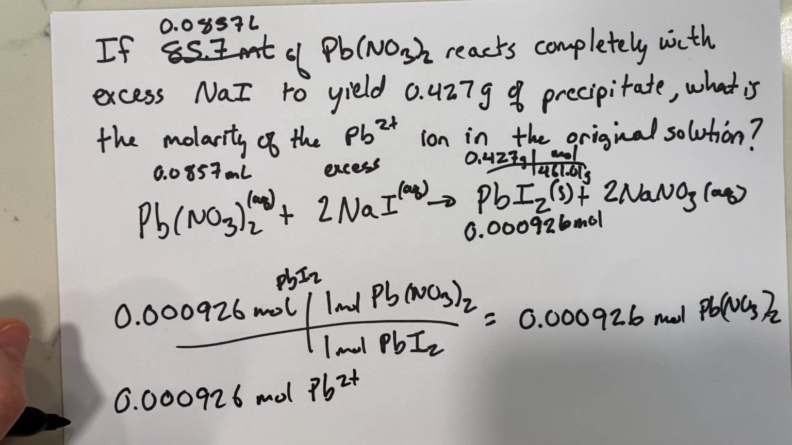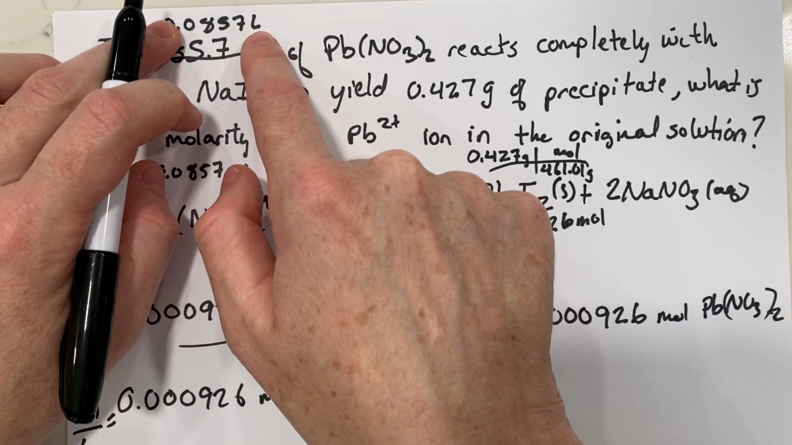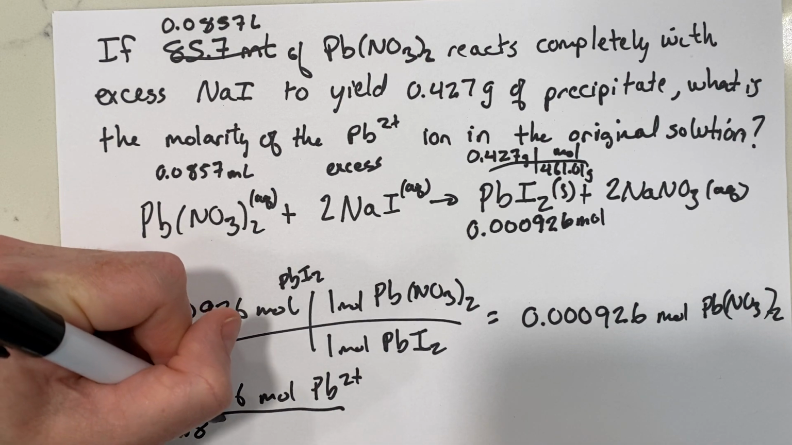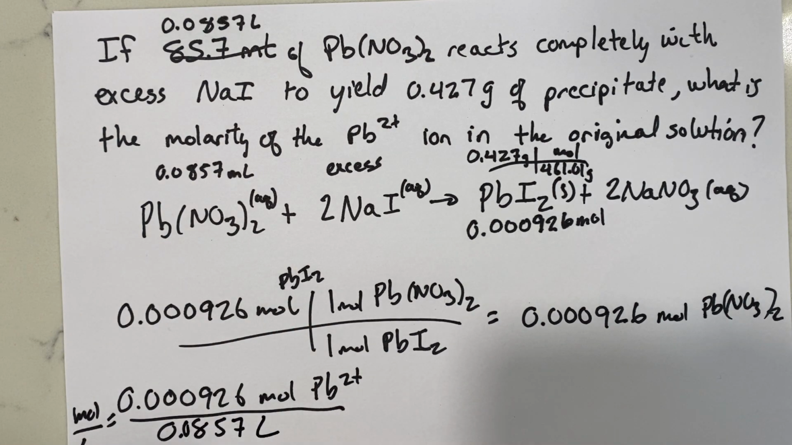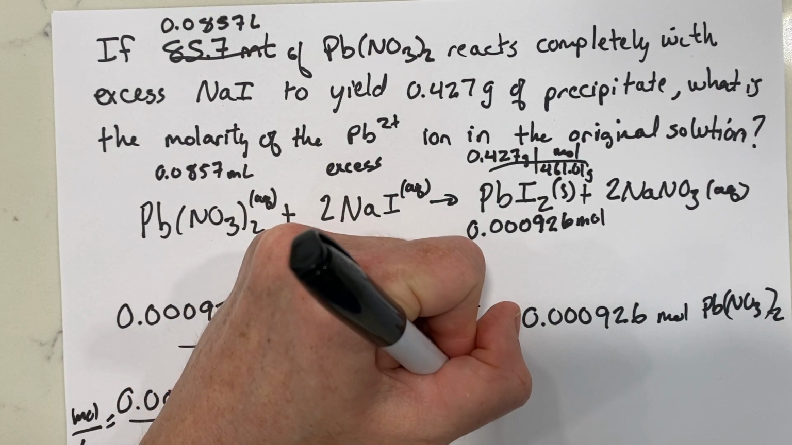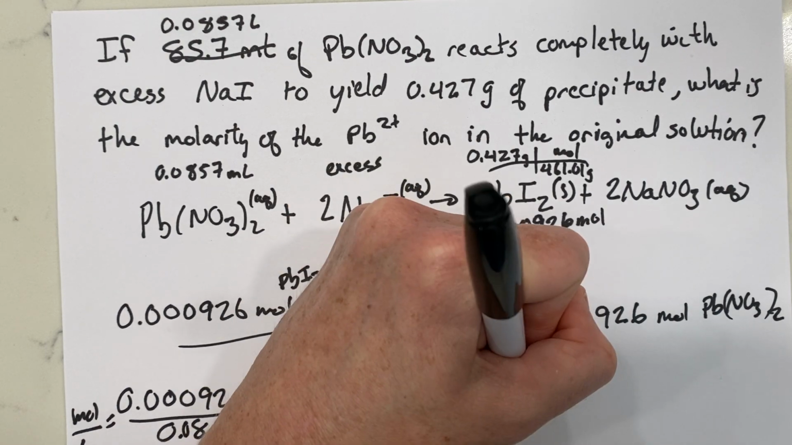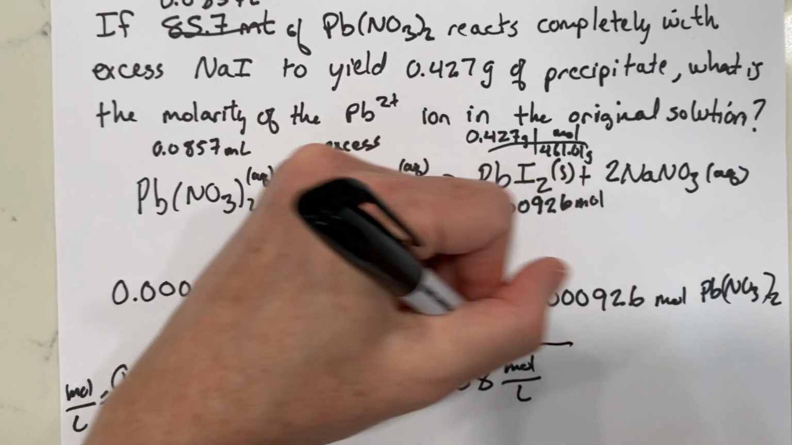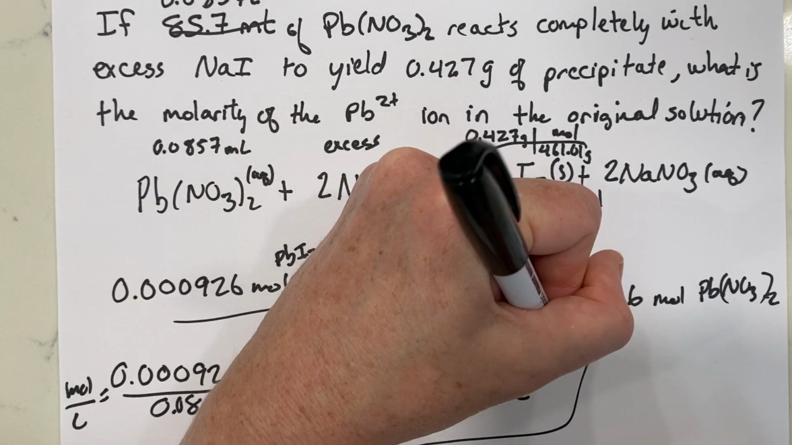And if you remember, concentration is in mole per liter. Well, we knew that we had that many moles, and it came from this many liters, 0.0857 liters. So we take 0.000926 and divide it by 0.0857 liters, then I get an answer of 0.0108 mole per liter. And hopefully that makes some sense. And this would be molarity of lead 2+.